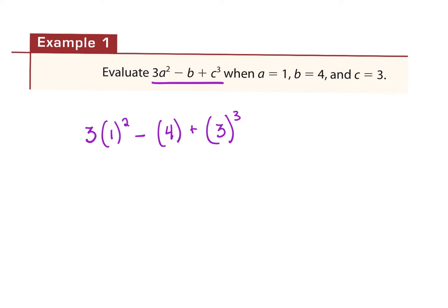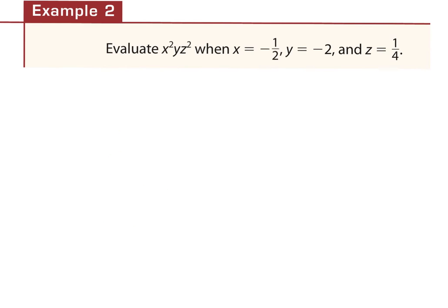All right, so my order of operations says to do exponents first. I'm going to do the exponents. By the way, 1 squared is what? 1 squared is 1. So I have 3 times 1 minus my 4 plus 3 cubed. What is 3 cubed? 27. Multiplication, 3 times 1. And then I'm going to do addition and subtraction from left to right. So 3 minus 4 is -1. -1 plus 27 is 26.